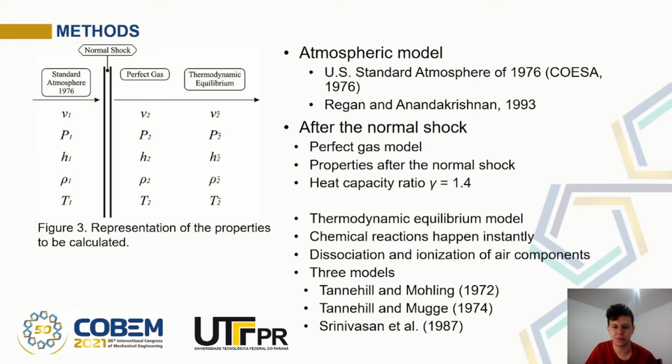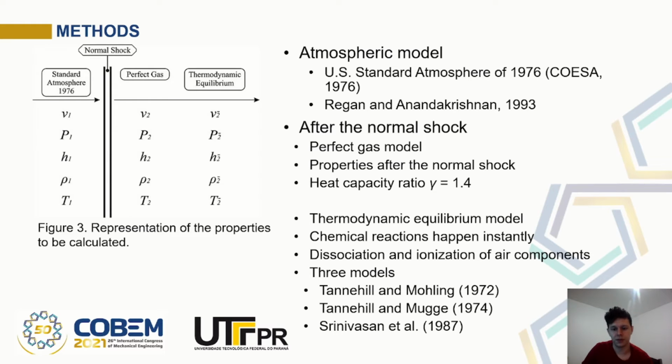The first one is through the perfect gas model, and the second one is the thermodynamic equilibrium. The perfect gas model considers that the heat capacity ratio is 1.4, and the relations to obtain these properties are actually very simple, and they all depend on the properties before the normal shock and the Mach number, which is the relation between the streamline velocity and the speed of sound. The problem behind the perfect gas model is that it does not consider the dissociation and ionization of air components.